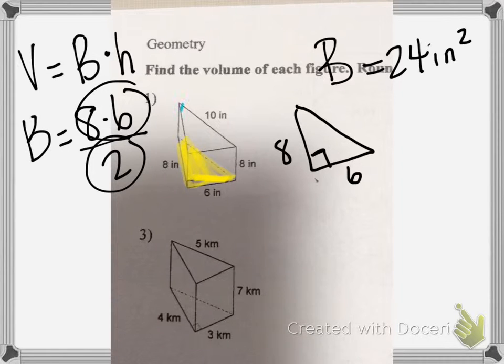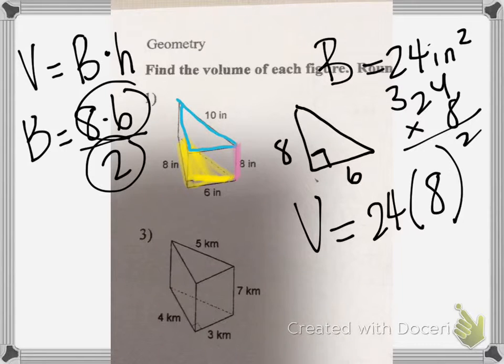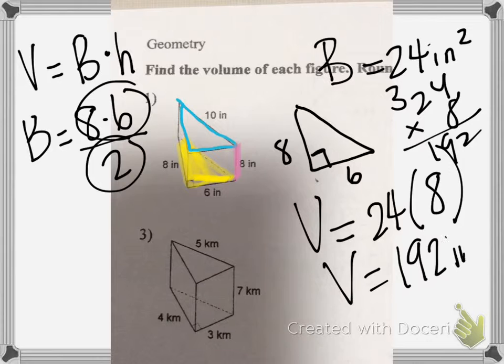So here's the second base. See how you have the yellow triangle on the bottom, the blue triangle on top. So the height connects the two of them. So connecting the two bases would be this 8 here. So volume equals 24 times 8. So I believe, let's see, 24 by 8, 192. So volume equals 192 inches cubed. Volume is always in units cubed. Okay, that was number 1.